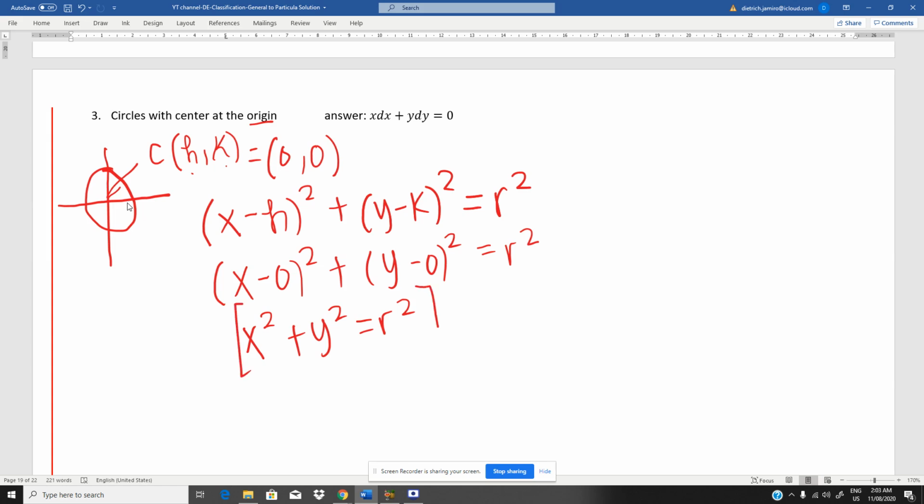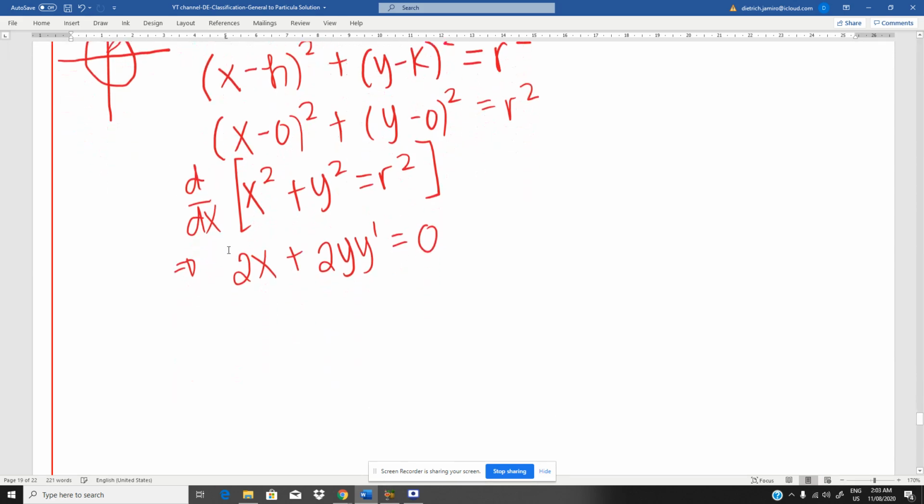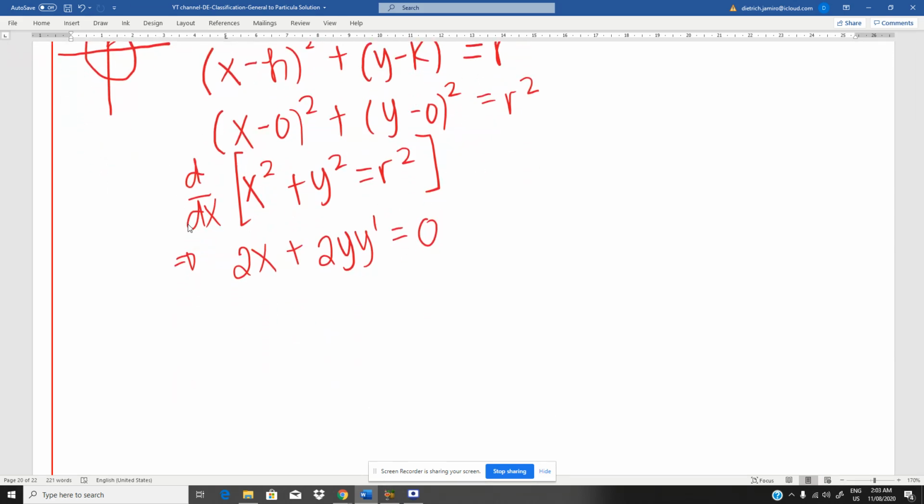So differentiating both sides with respect to x, we will have 2x plus 2y, and then don't forget that when you differentiate y, we always put y prime, is equal to 0. So now, as you can see, both the first and the second term are divisible by 2. So multiplying both sides by 1/2, we will have x plus y y prime is equal to 0.